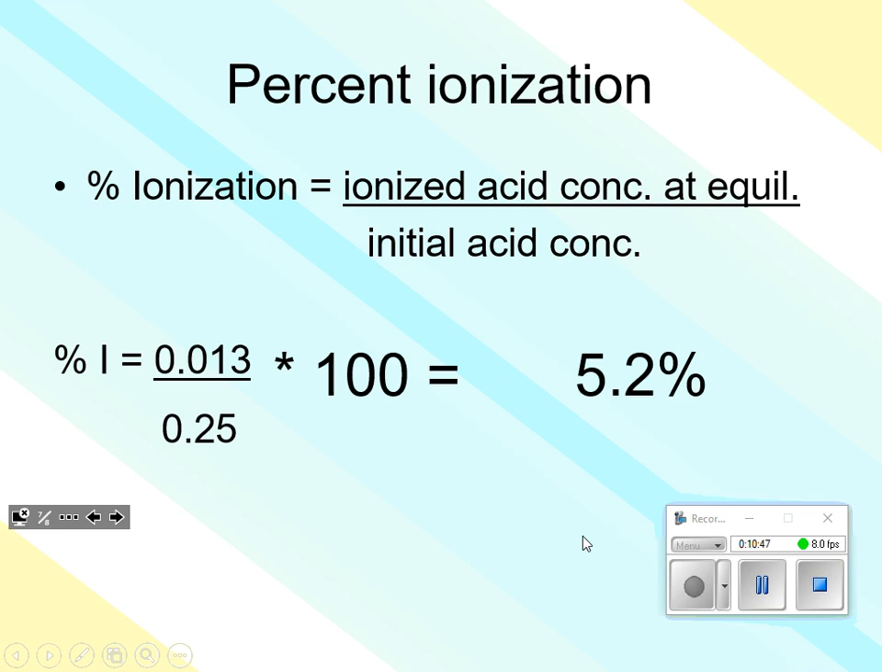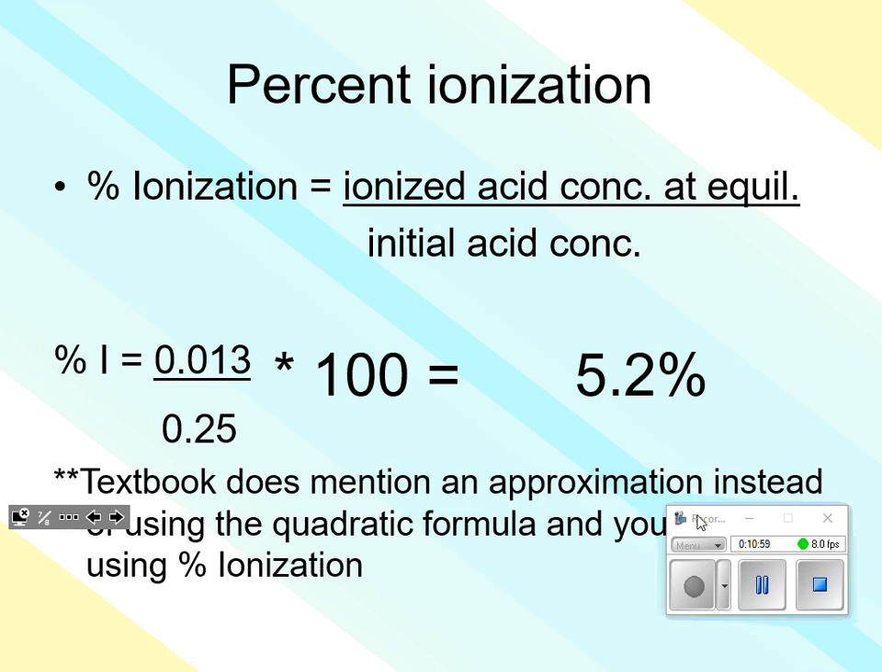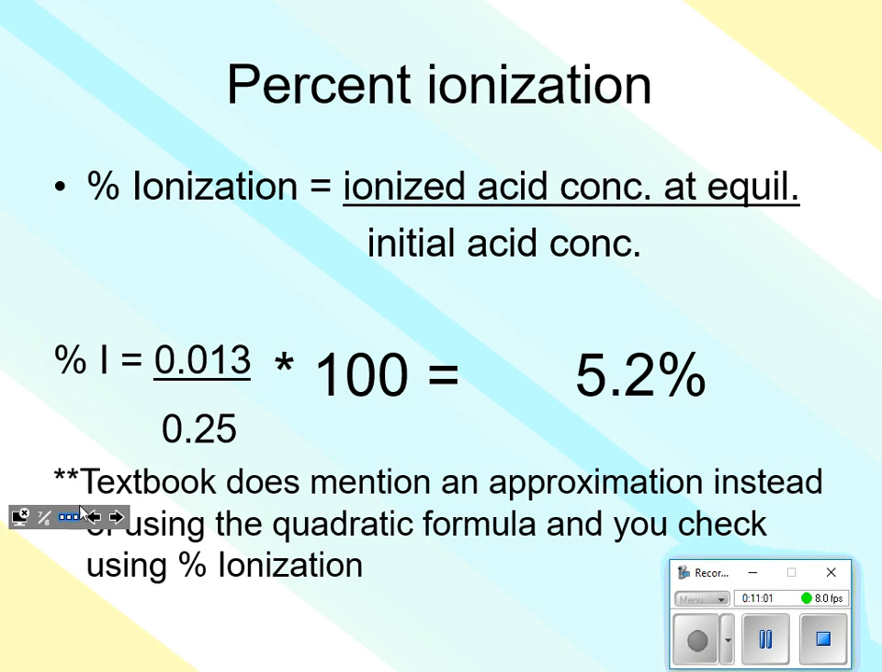So in the question that we just did, 0.013 was the H+ concentration, 0.25 was the original molarity. That gives you 5.2%. You don't have to write down this, by the way. Our textbook, when talking about that approximation, says when you are at a low percent ionization, that approximation does hold true. If, however, you are at a fairly high percent ionization, like above 10%, 20%, somewhere around there, you probably should be using the quadratic formula instead.